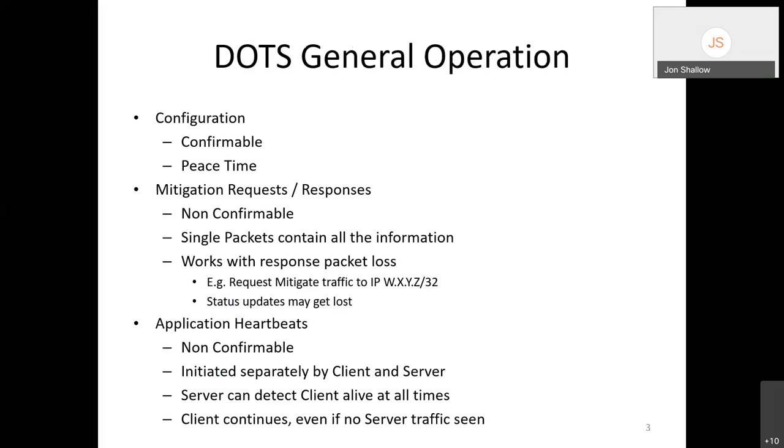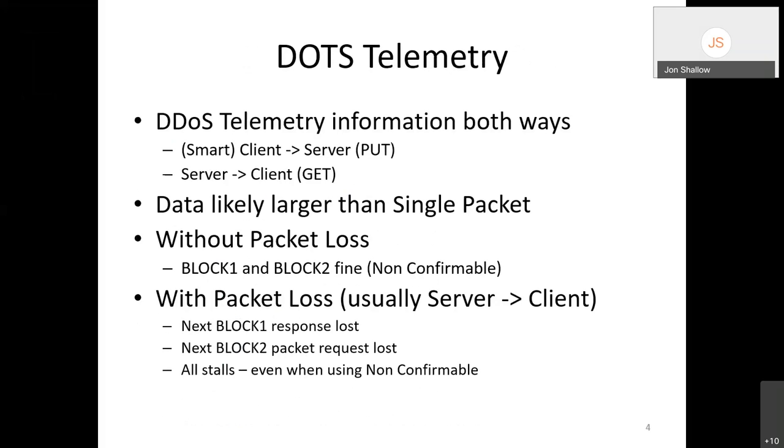To make the protocol robust, we have what's known as application heartbeats, which do some sanity checks of what's taking place. And through the way that we've done it, the server component out in the internet is able to identify that the client is always alive, even if there's traffic loss, but the client may just have to carry on blind, assuming that the server is still there when there's traffic loss. We then come to want to extend the capability of just a simple mitigate help me type request, and this is what we're doing type response, to telemetry.